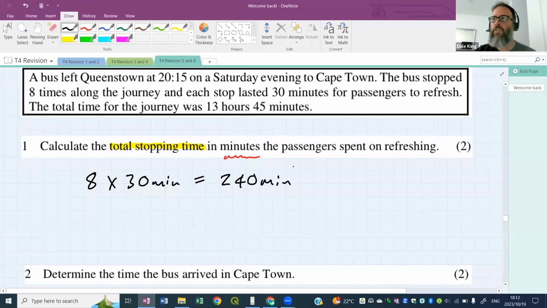So if you've got a 3 or 4 mark question and you're spending 6 or 7 or 8 minutes on it, it's not worth it. Put a star next to it, come back later, move on. All right, so about a mark a minute is what you should be working at. Try and pace yourself in the exam. Determine the time the bus arrived in Cape Town.